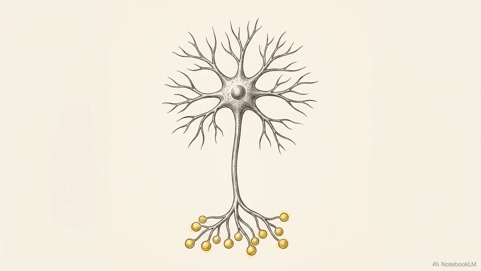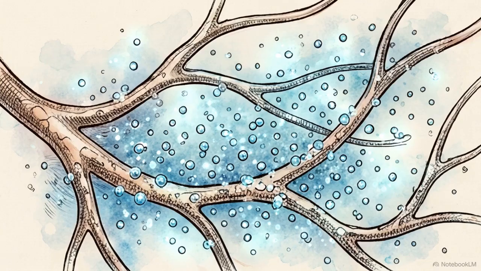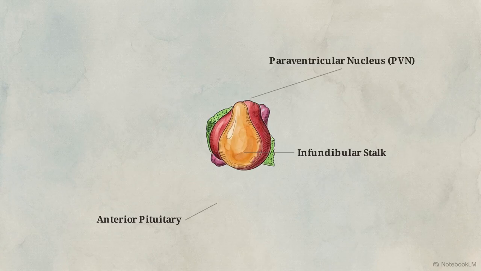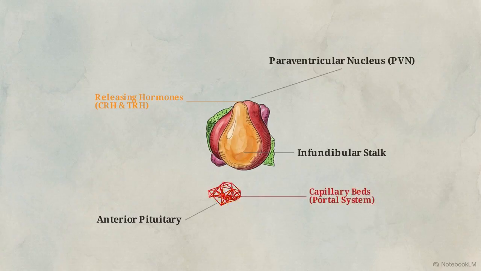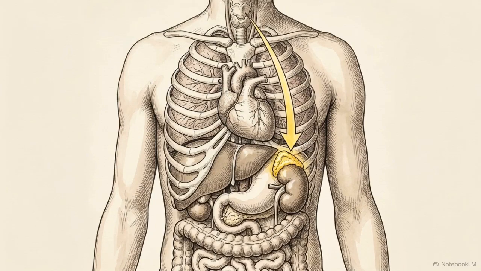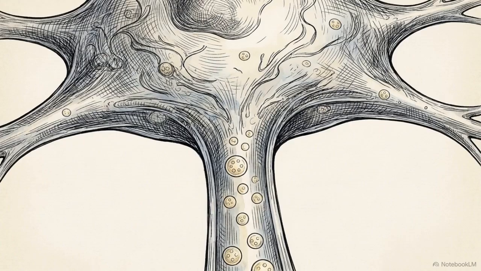The parvocellular neurons have a specific physiological mandate: the synthesis and deployment of releasing hormones. Specifically, this population produces vital chemical messengers like corticotropin-releasing hormone, or CRH, and thyrotropin-releasing hormone, TRH. Once synthesized, these chemical signals exit the parvocellular region, travel down the infundibular stalk, and terminate directly in the capillary beds of the anterior pituitary gland. By delivering these specific releasing hormones, the PVN governs the anterior pituitary, triggering downstream systemic endocrine cascades, like the release of cortisol during stress.